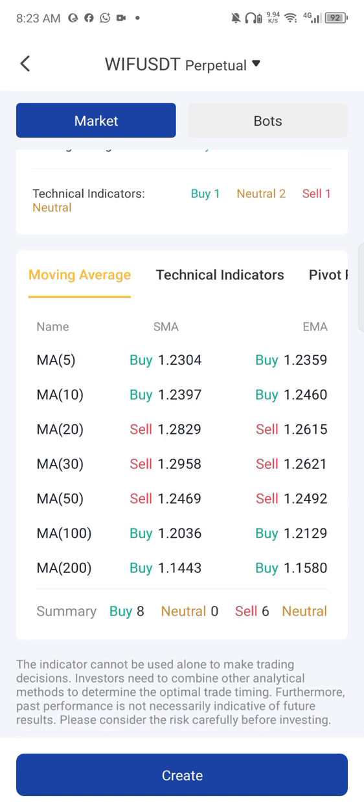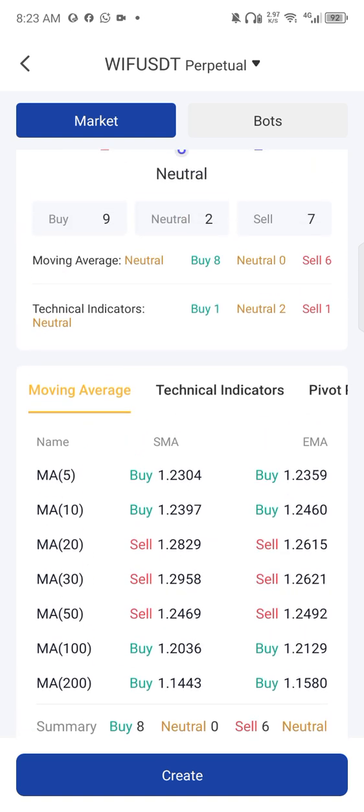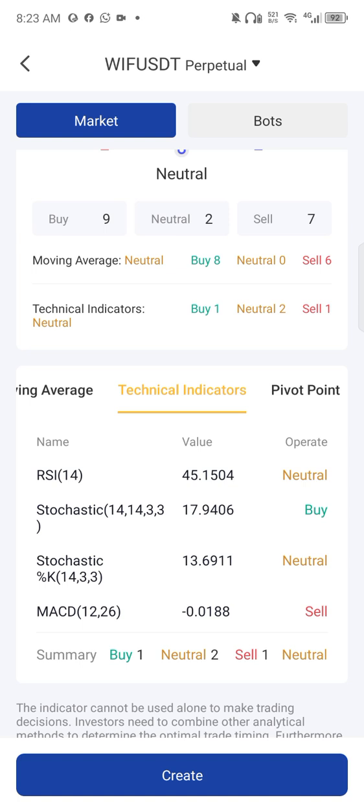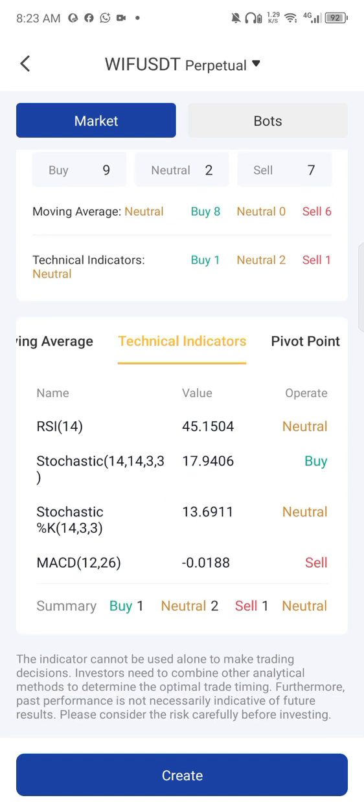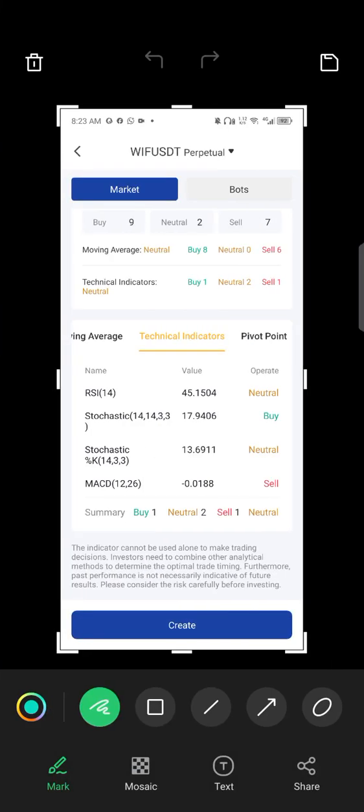So yes, we can see all these are technical indicators. I'll talk about them, but I want to click on technical indicators. Boom, now our technical indicator has really opened for us, and what we are looking for now in this video is the RSI. So we can see that the RSI is down here, right? The RSI is here. We can see this RSI 14. So the RSI of this coin at the moment is telling us that it's 45.1504.